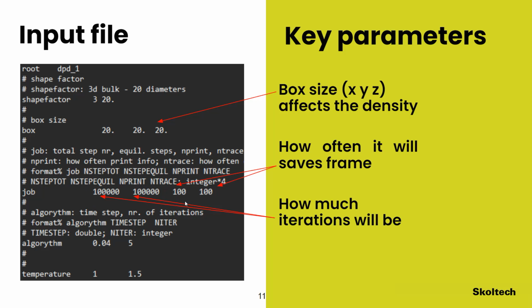Here you can see 100. It means how often the program will save a frame for us. With these frames, we can model our system, which you will see later. And this number is how many iterations the program will do before it ends.